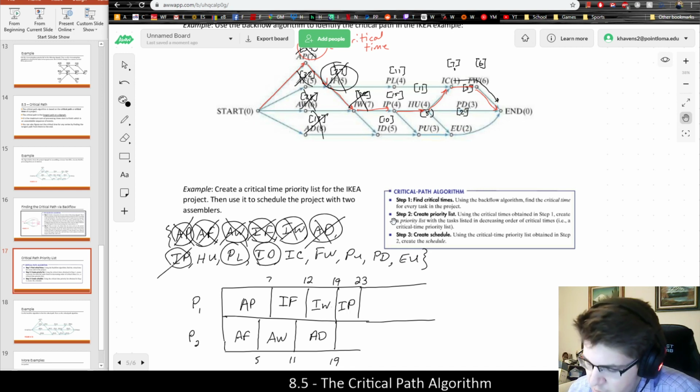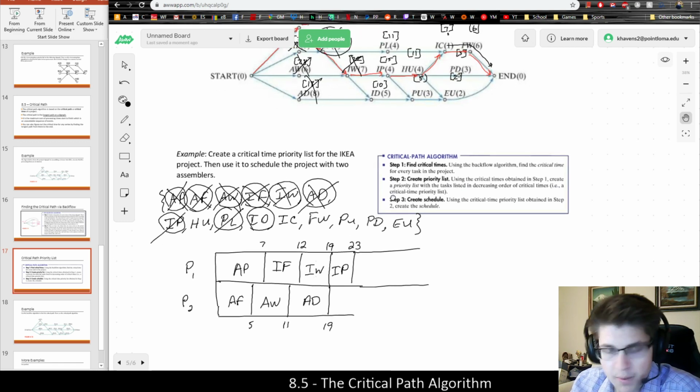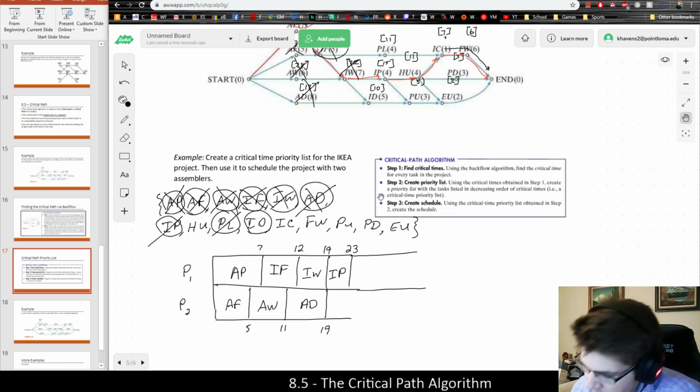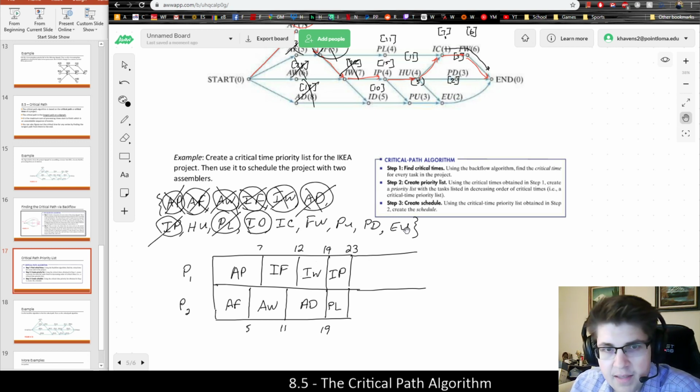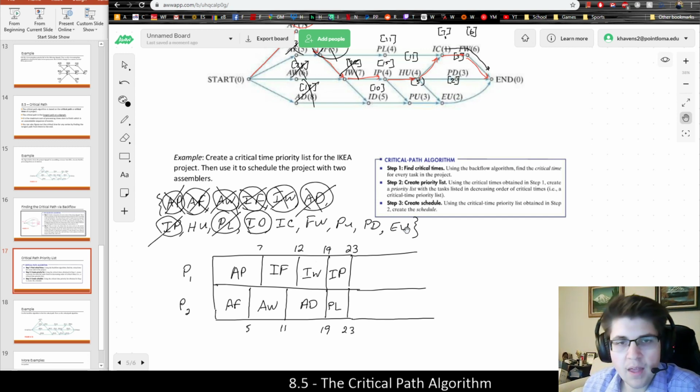Meanwhile, processor 2 can work on PL. HU is not ready until IP is done, so that's not an option. And PL, thankfully, also takes 4 minutes, so that will actually coincide exactly with IP. Another 4 minutes there. And we'll both finish those tasks after 23 minutes.